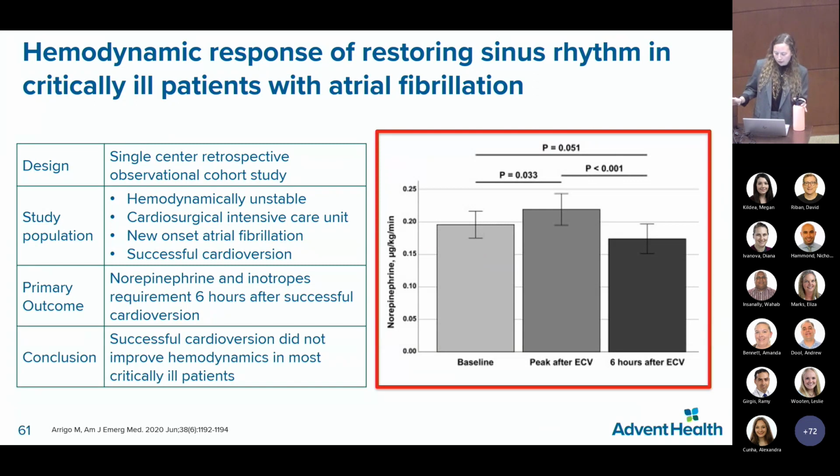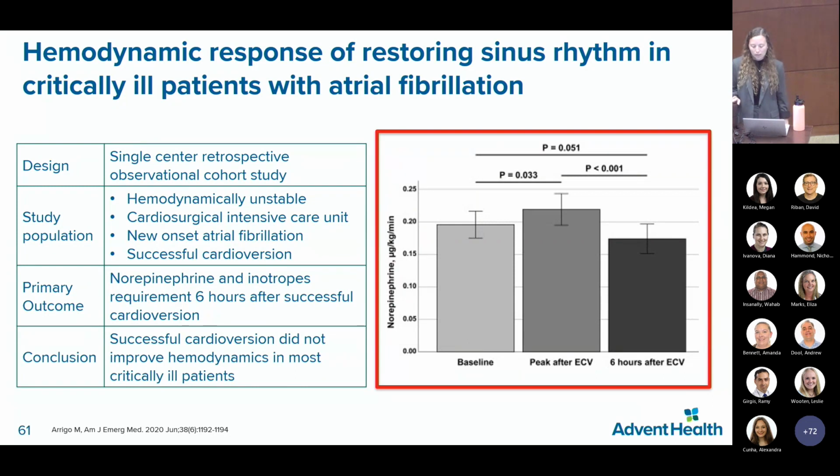As you can see on the figure to the right of the screen, there was a significant increase in vasopressor requirements immediately following cardioversion. This may have been due to sedative agents that were used for the procedure or atrial stunning that occurred after the cardioversion. Compared to baseline, norepinephrine requirements did decrease at the 6-hour mark by about 0.02 micrograms per kilogram per minute, but this difference was not statistically significant, nor was it clinically significant.